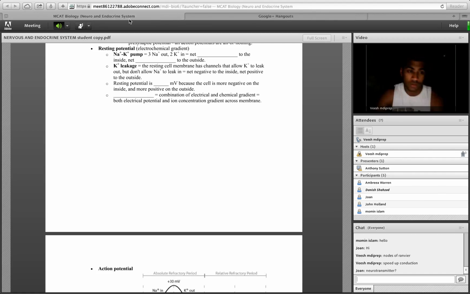The resting potential for our neurons is negative 70. So negative 70 mV, because the cell, like I said, is going to be more negative on the inside.